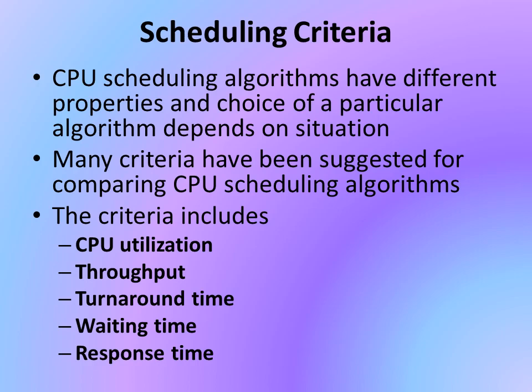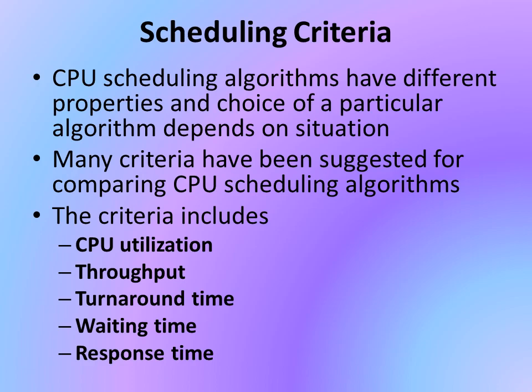Now the criteria that are used for comparing CPU scheduling algorithms are: first, CPU utilization; second, throughput; third, turnaround time; fourth, waiting time; fifth, response time. So now let us look at each of these criteria in detail. First, CPU utilization. So what is CPU utilization? CPU utilization means to make maximum use of the CPU. That means the CPU must be kept busy all the time. The CPU must not be idle at any given time.